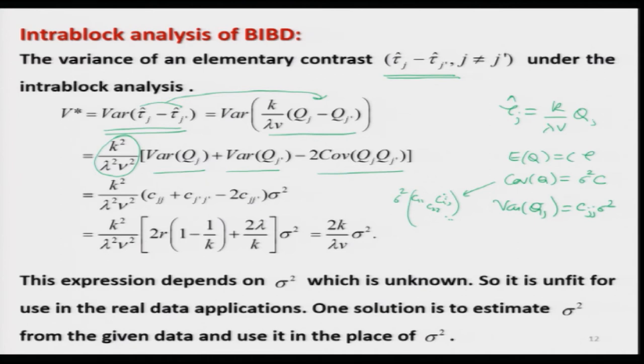And similarly, if you want to find the covariance between Qj and Qj prime, this is simply going to be Cjj prime times sigma square.